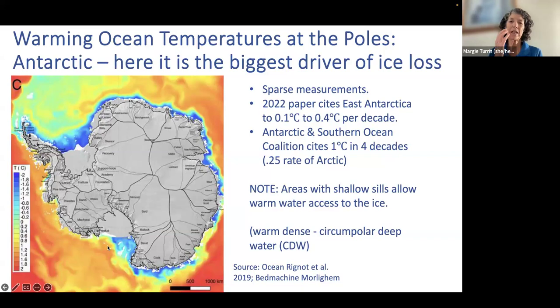Both the east side and the west side have been increasing. And certainly in this area on the west side of Antarctica, we're seeing about a degree C in 4 decades. So not as radical as the Arctic. That's about a quarter of what the Arctic is, but still significant. And really any amount of warming when you're in this environment and you're resting up against the ice is important. So the biggest driver of change in Antarctica is the warming oceans.